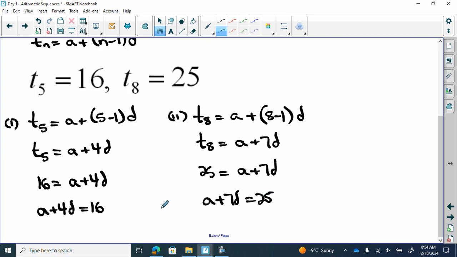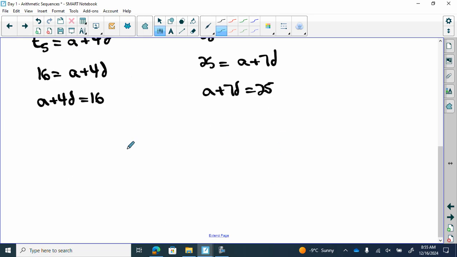I have two equations with how many unknowns? 2. It's a 2-by-2 system of equations, which you solved in grade 10 and probably in grade 11. Anyone know how to solve them? You do substitution, you can do elimination. In this case, it's easy to set up an elimination.